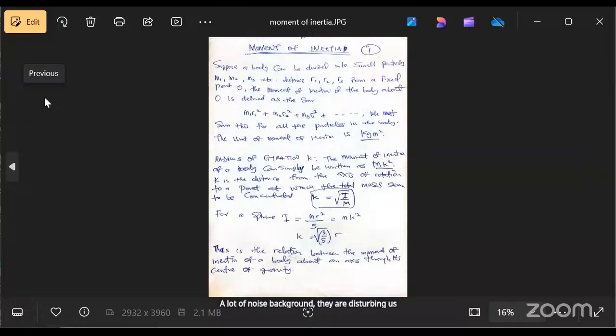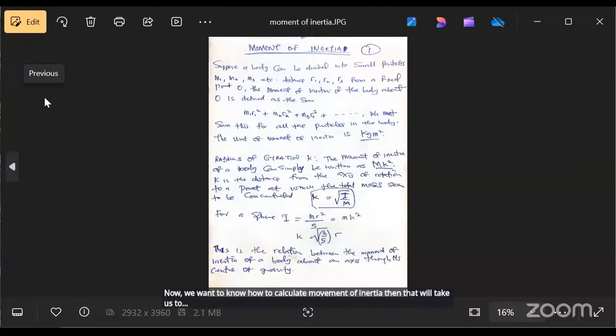Please do so. Now, we want to know how to calculate moment of inertia. Then that will take us to an important aspect of moment of inertia, which is radius of gyration. And you have it on your screen there that I'm sharing with you.